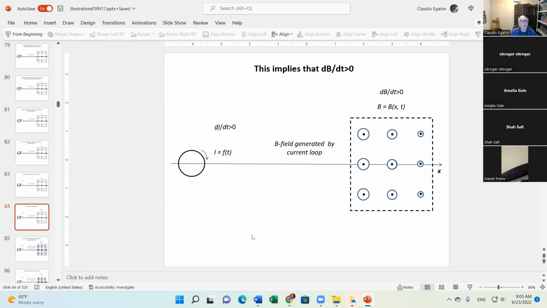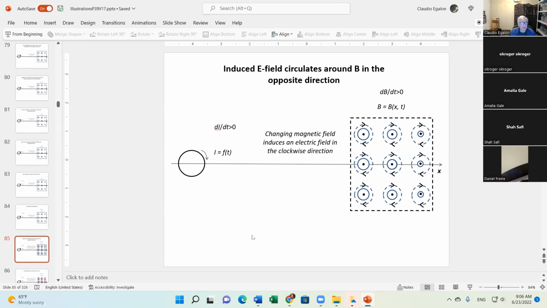Why do we need this information? Because if the current is changing, the magnetic field is changing. Now I need to know how the magnetic field changes, because a changing magnetic field induces an electric field. If we know how the magnetic field changes, we will know the direction of the induced electric field. That's what we're doing here. Here you go. Electric fields are induced around the magnetic field lines. In this case, it's going to be in the clockwise direction, because the rate of increase of the magnetic field is positive.